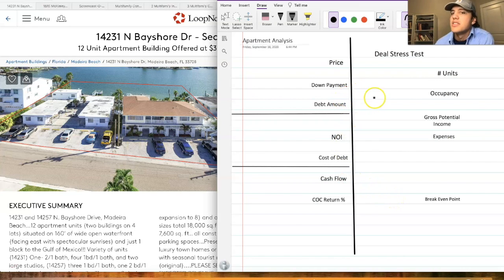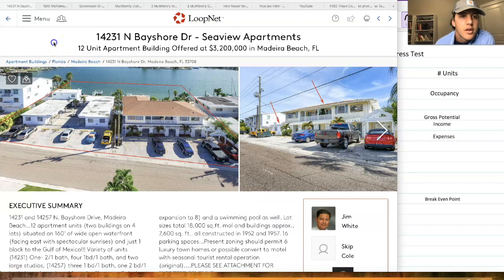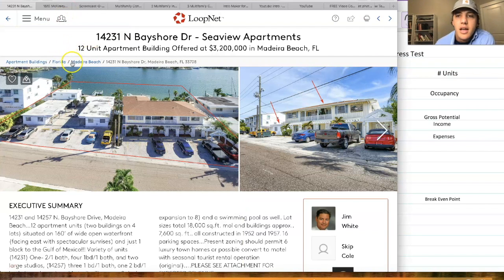And so that's why this deal stress test is one of the most, if not the most, important underwriting metrics you can do. I mean, it's the reason why I put it right next to the core numbers of the deal. With that, let's get into some deals.